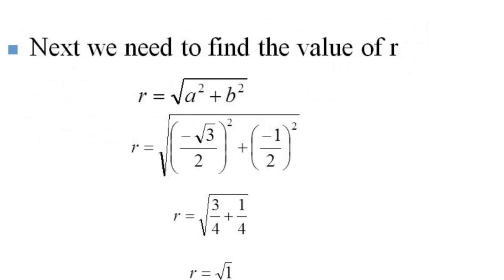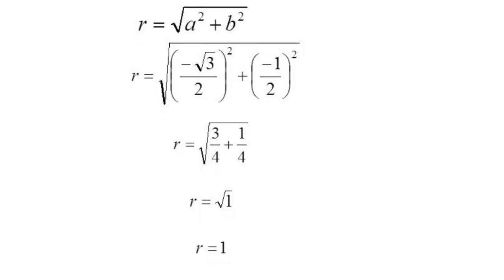Now we need to find the value of r. r is equal to square root of a squared plus b squared. Our a was negative square root of 3 over 2, and our b was negative 1 half. When we square those, we get 3/4 plus 1/4. 3/4 plus 1/4 is 1. Square root of 1 is 1. Now we want to find the value of theta. We did this in a little different order than before, but the order really doesn't matter.